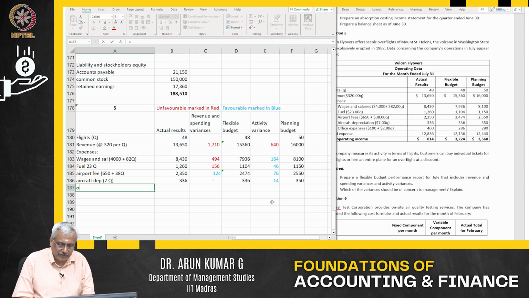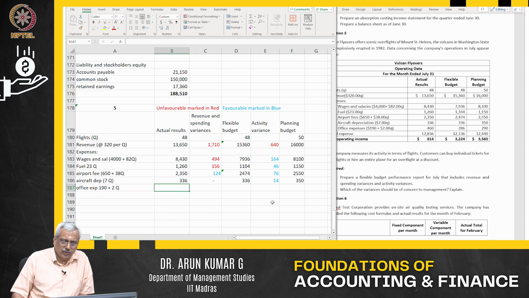Next, I have office expenses, which is 190 plus 2Q. What is my actual? My actual is 460. What should have been my flexible budget? 190 plus 2 into 48, 286. Whereas it is really unfavorable, as you can see out here. It's $174, which is unfavorable.